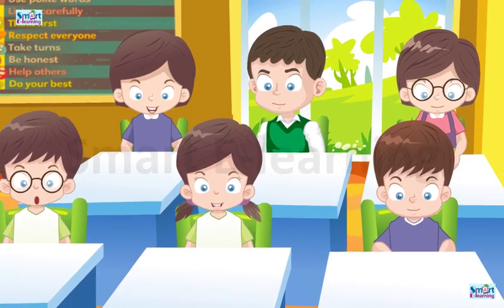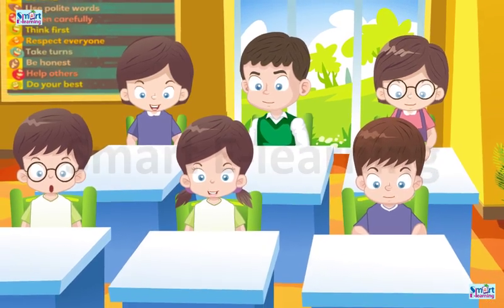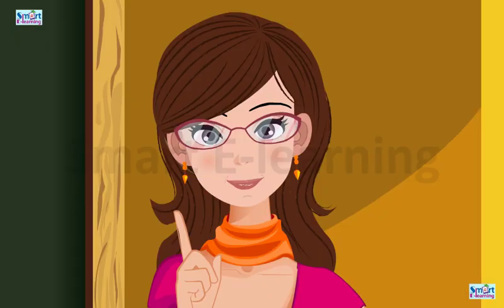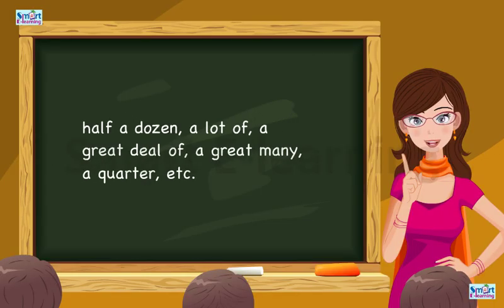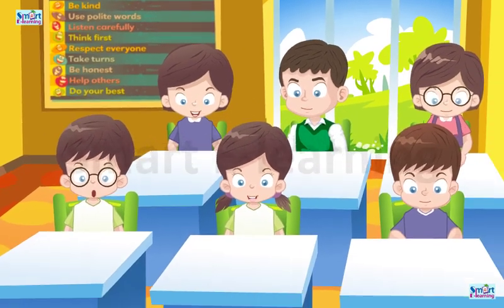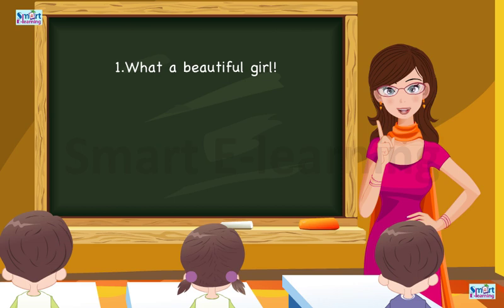Before such expressions which signify price, speed, repetitions, etc. Example: 2 rupees a kilo, 6 times a day, 80 rupees a dozen, 20 kilometers an hour, etc. Before numerical expressions: half a dozen, a lot of, a great deal of, a great many, a quarter, etc. Before singular objective words which come in exclamatory sentences. What a beautiful girl! What a pretty dress!